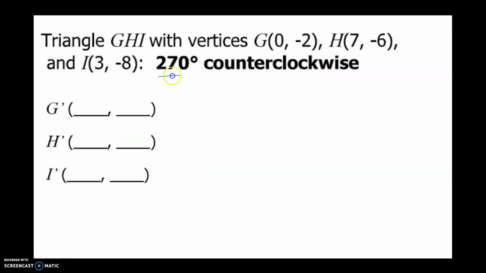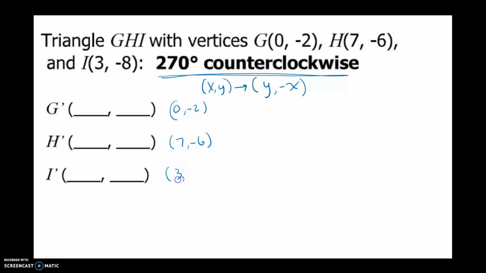And one more, going 270 counterclockwise. So my rule for this guy is going to be x, y goes to y, -x. So I'm going to write all of these out. I'm going to get 0, -2 as my starting. I'm going to get 7, -6 as my starting, and 3, -8 as my starting. And for all of these, I'm going to flip them. So I'm going to flip my x and y. So I'm going to get -2, 0, -6, 7, and -8, 3.